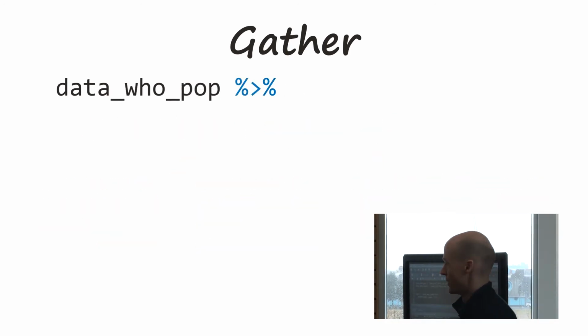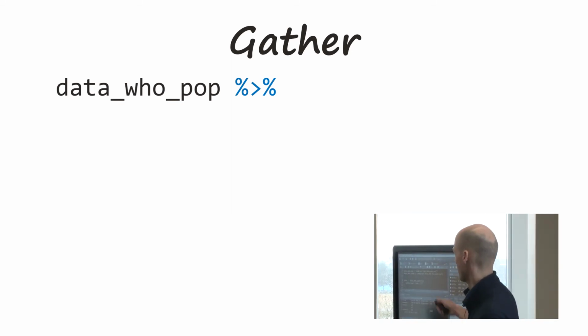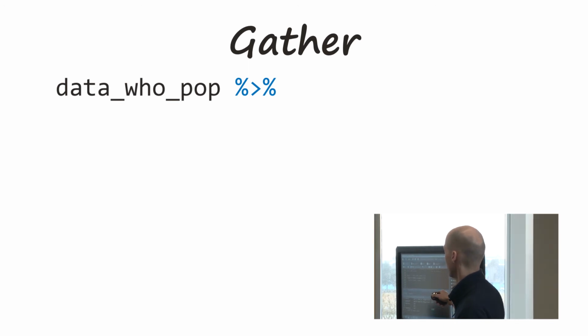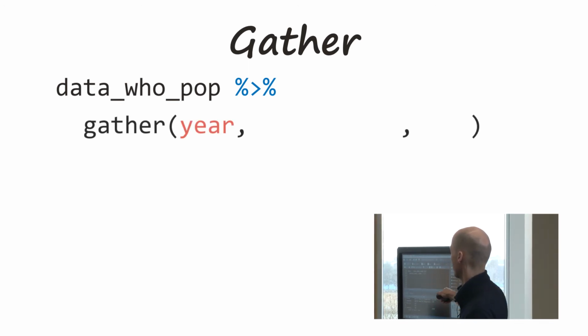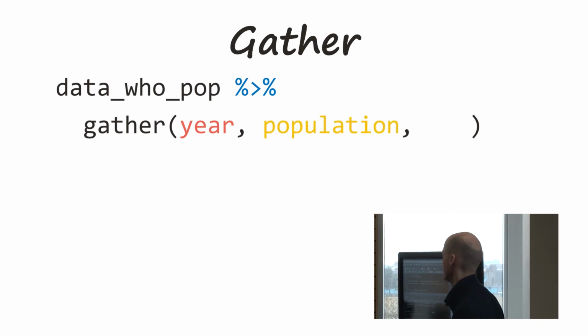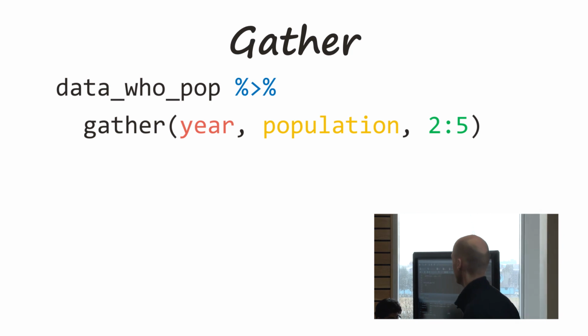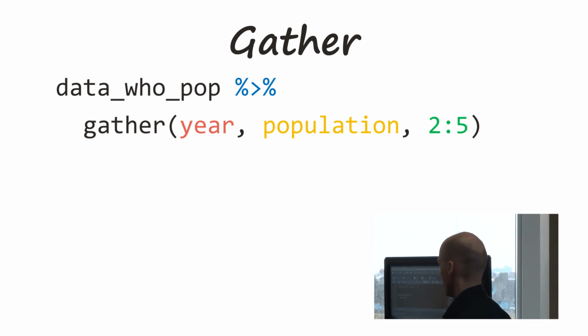Having mastered gather with cases, can you also do it for pop and assign it to an object, which I haven't done here? So across the top, pop has year again. And in the cells, it's not cases, you have population. So those are your two new column headers. And the number of columns that you need to reshape is the same as last time. Yes, you need to reshape 2 to 5 again.